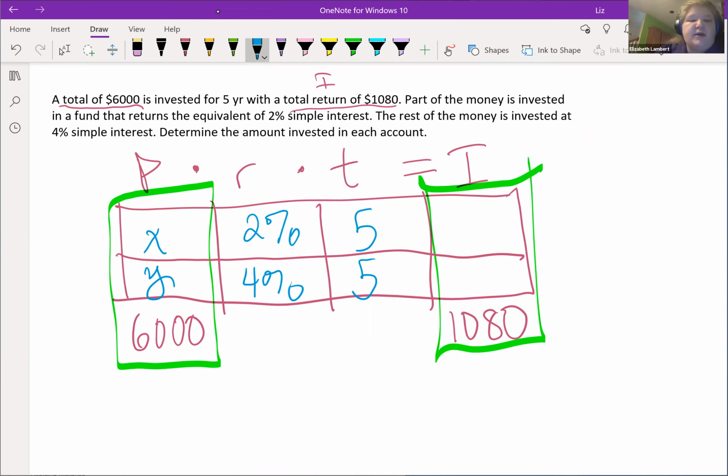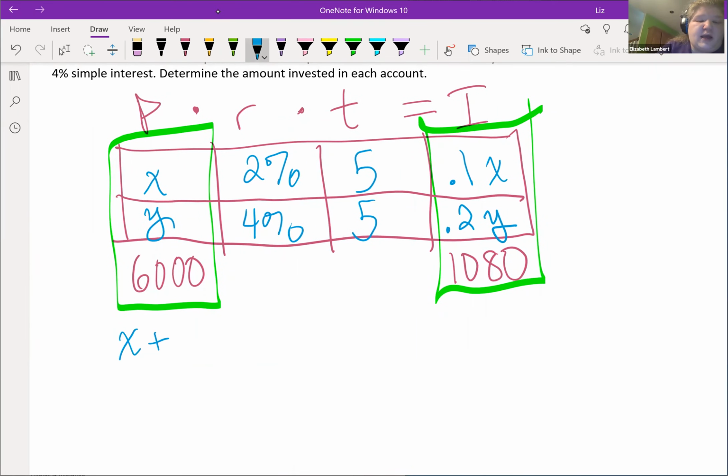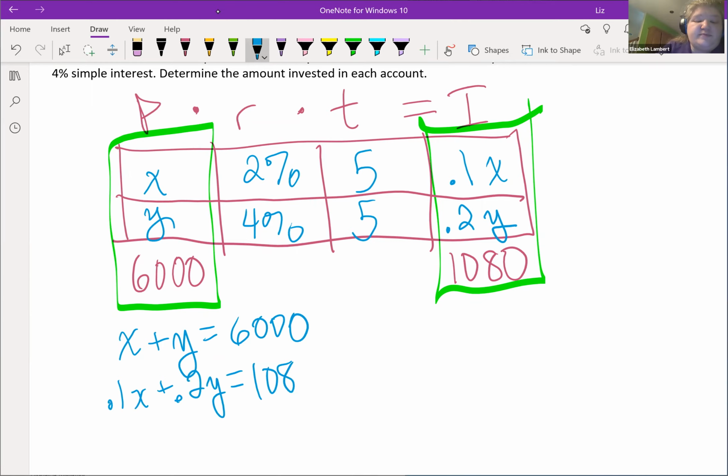All right. So to figure out the interest on the first account, I would do the amount of money I'm investing times 0.02 times 5, which will be 0.1x. Then 4% times 5 times y, 0.04 times 5 will be 0.2y. And there we have our two equations. The first one, x plus y equals $6,000. The second one, 0.1x plus 0.2y equals 1080.